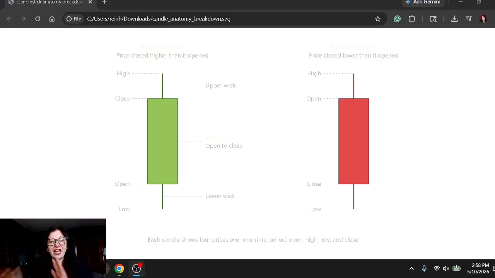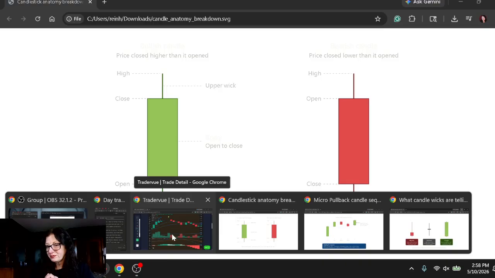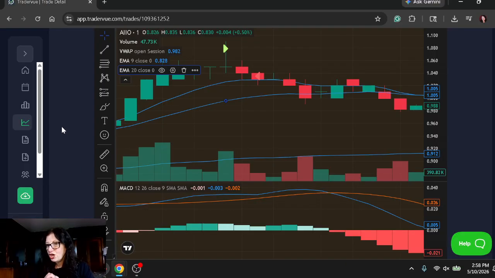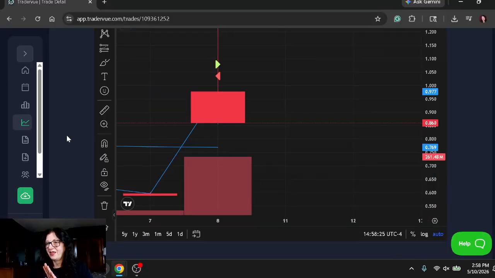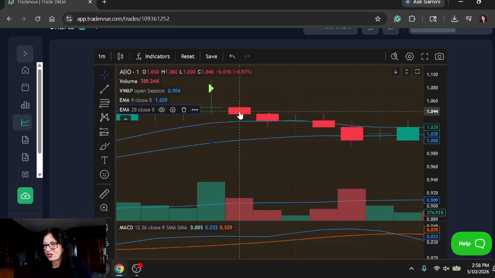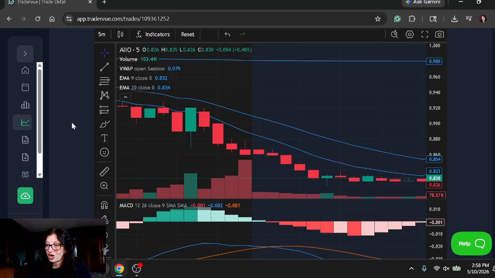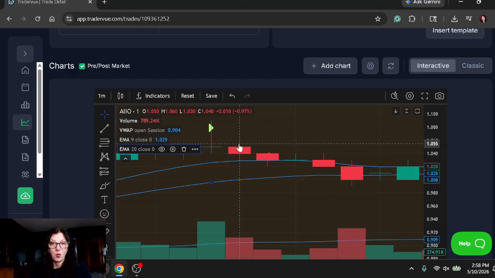Okay. Now, when I say time period, I mean the time frame of the chart you're looking at. Let me show you in TraderView. In TraderView, when you click into a trade, you can set it up so that you can see multiple charts. So here I have the 1 minute, the 5 minute, and the daily. In each 1 minute candle, this red candle here, this was the open, this was the close, this is the highest the price went during that minute, and this is the lowest the price went during that minute.